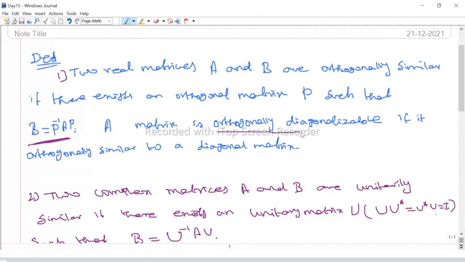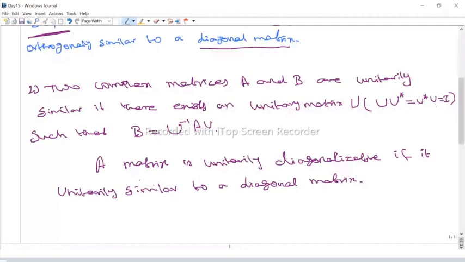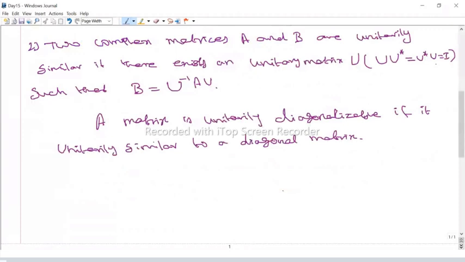When we say a matrix is orthogonally diagonalizable, then the matrix is orthogonally similar to a diagonal matrix. So diagonalizable means what? It's similar to a diagonal matrix. Orthogonally diagonalizable means orthogonally similar to a diagonal matrix. Similarly, for the complex case, a matrix is said to be unitarily diagonalizable if it is not only similar, but unitarily similar to a diagonal matrix.